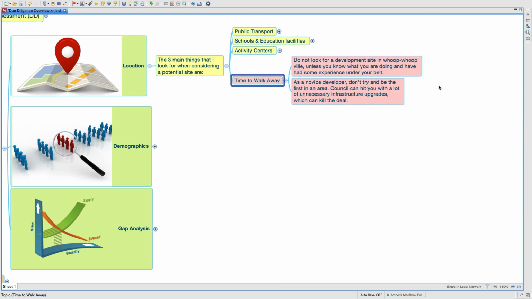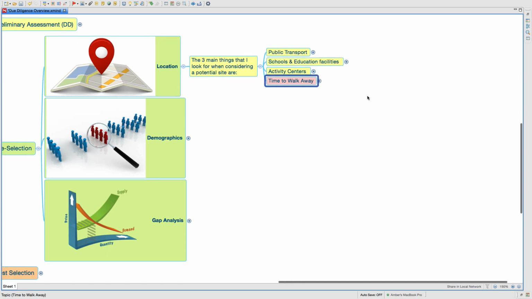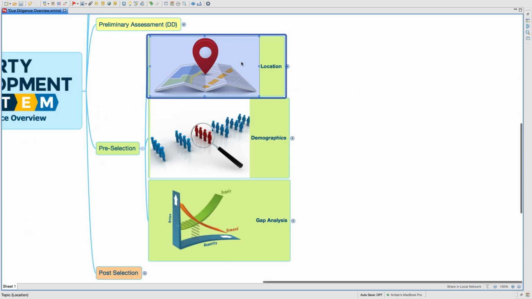Time to walk away. Do not look for a development site in Whoop-Whoopville, basically out of nowhere, or in a location that's only recently being developed, unless you know what you're doing and you have some experience under your belt. As a novice developer, don't try to be the first in an area. Council can hit you with a lot of unnecessary infrastructure upgrades, which can kill the deal. So this is a caution you've got to be careful of when selecting a location.